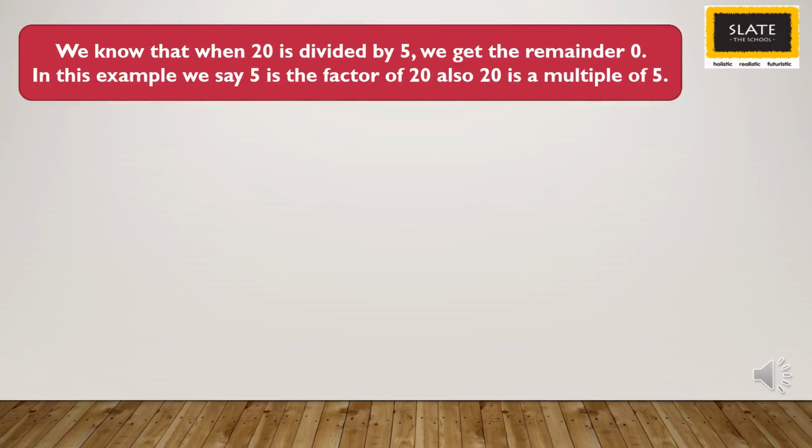We know that when 20 is divided by 5, we get the remainder 0. In this example, we say 5 is a factor of 20 and 20 is a multiple of 5. That is, when we get remainder 0, the divisor is a factor of the dividend and the dividend is a multiple of the divisor. The same concept we apply for polynomials also.